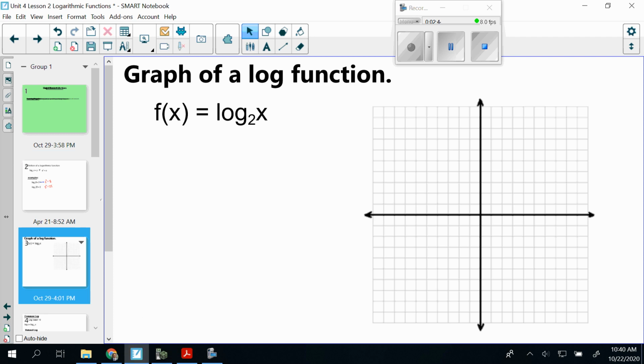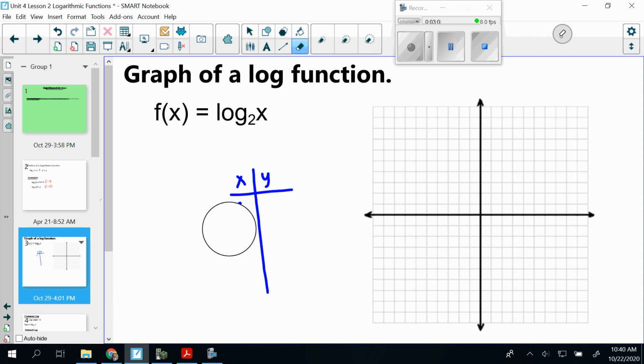What do these look like when you graph them? So we're going to graph out this function and see what it looks like. We're going to use the same thing we did in previous units to graph. Let's make a table here. So we're going to have our inputs and our outputs. Let's try some numbers here and see what we get. Okay, so I just picked some numbers for x. We're going to put those in for y.